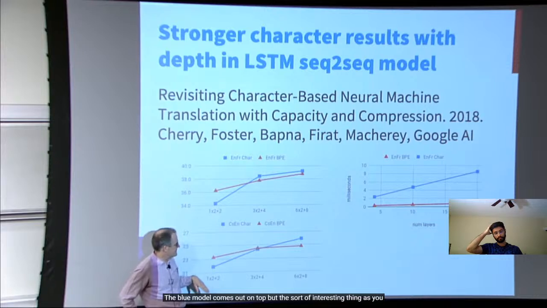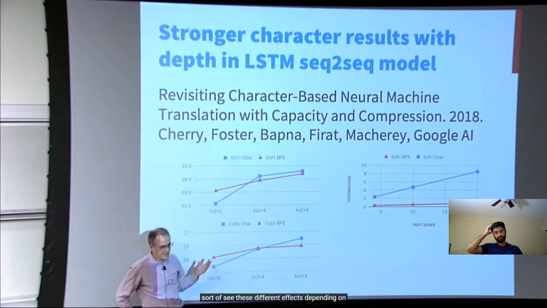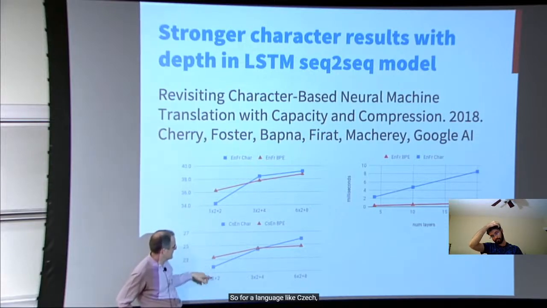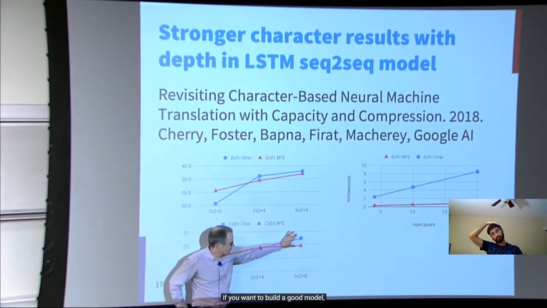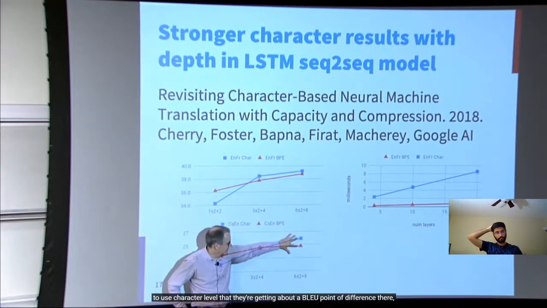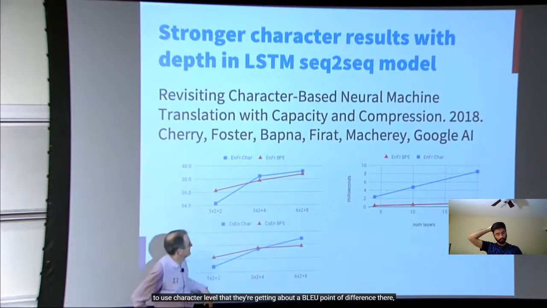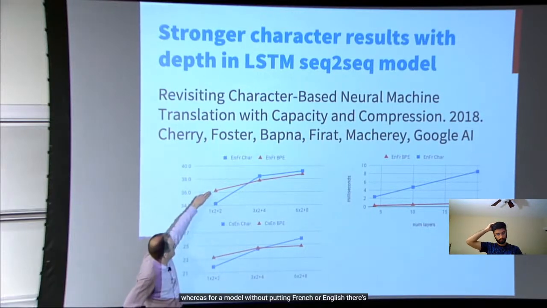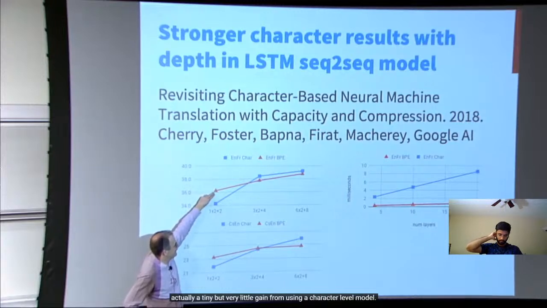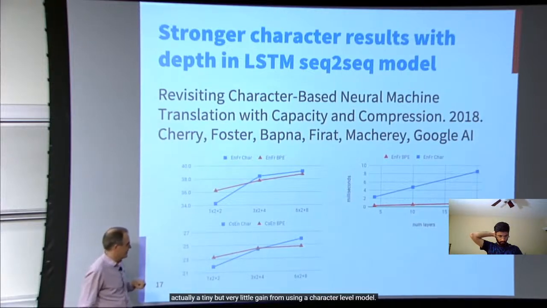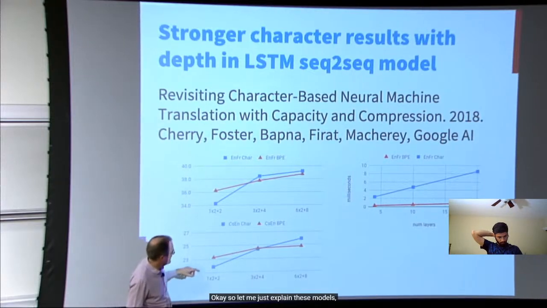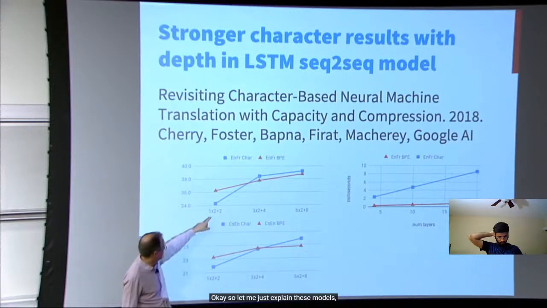But the interesting thing is you see these different effects depending on the morphological complexity of the language. So for a language like Czech, it's a really good idea if you're wanting to build a good model to use character level, they're getting about a BLEU point of difference there. Whereas for a model that's outputting French or English, there's actually a tiny but very little gain from using a character level model. Okay, so let me just explain these models.